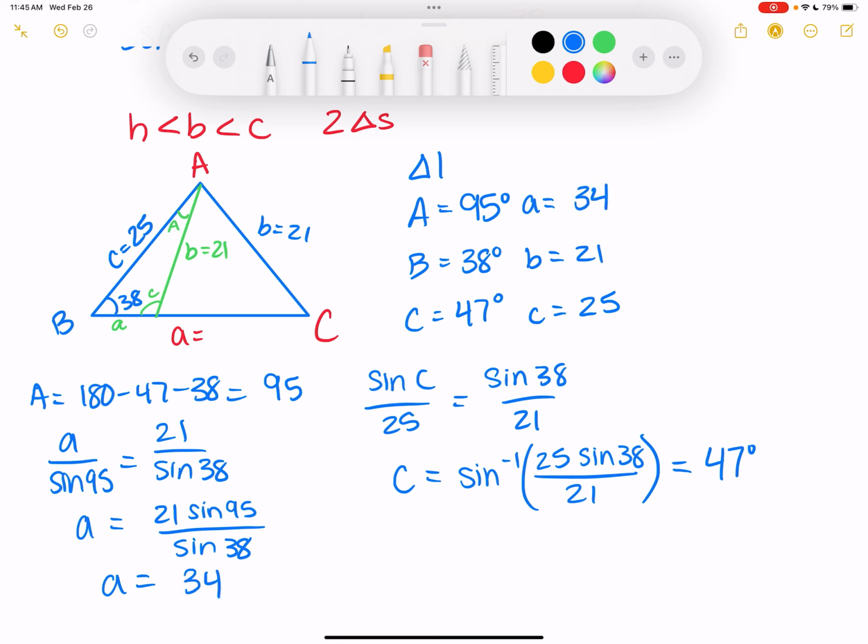All these make sense so far. The smallest angle has the smallest side, and so on and so forth. So now that's all of triangle 1. Triangle 2 is actually much easier to solve. You just have to remember the process.